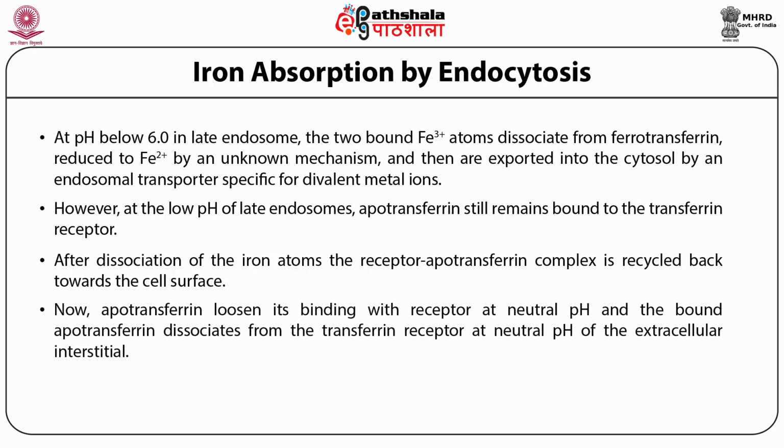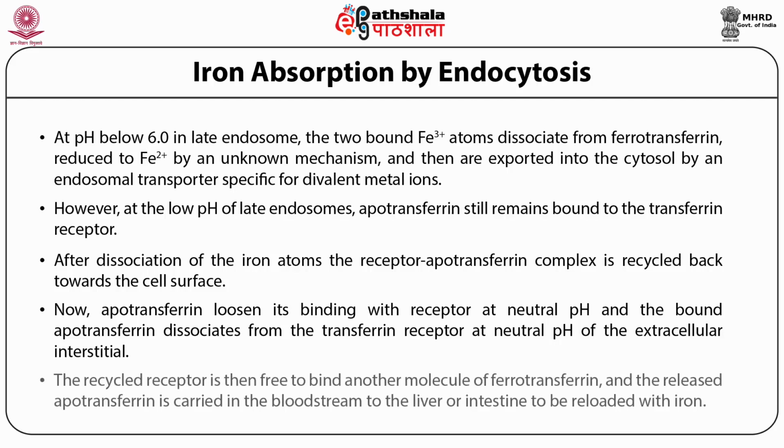Now, apotransferrin loosens its binding with the receptor at neutral pH, and the bound apotransferrin dissociates from the transferrin receptor at the neutral pH of the extracellular medium. The recycled receptor is then free to bind another molecule of ferrotransferrin, and the released apotransferrin is carried in the bloodstream to the liver or intestine to be reloaded with iron.